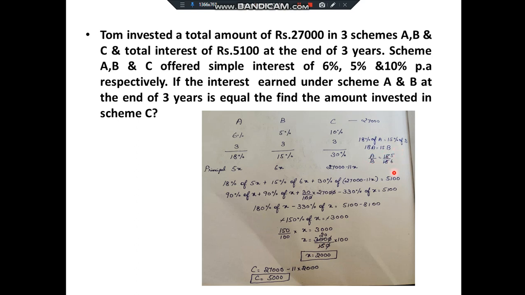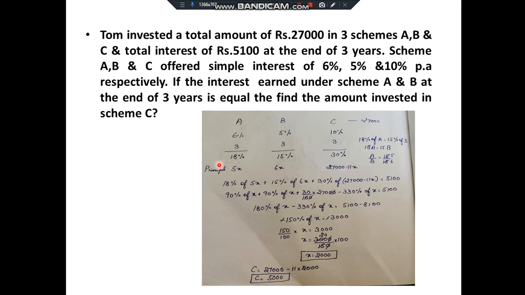So you get A by B is equal to 5 by 6. Yes? So what does this mean? If A is 5 parts of 27,000, B becomes 6 parts of 27,000. So that is the meaning. So let us consider A to be 5x and B to be 6x, right? So the third variable we can get as 27,000 minus A minus B. So A plus B is 11x. So 27,000 minus 11x. I hope you understood till this. Yes. Now go with the interest.